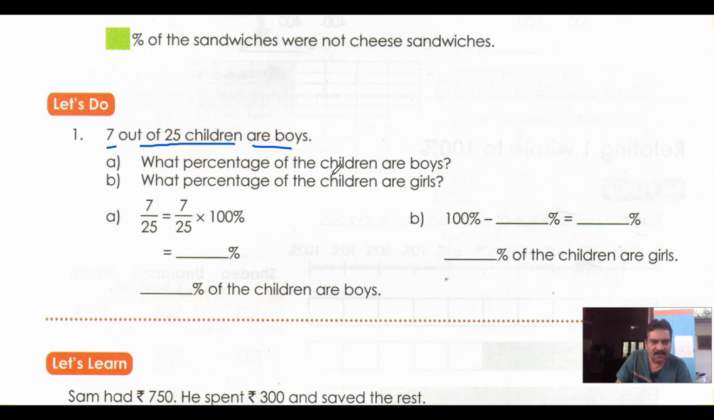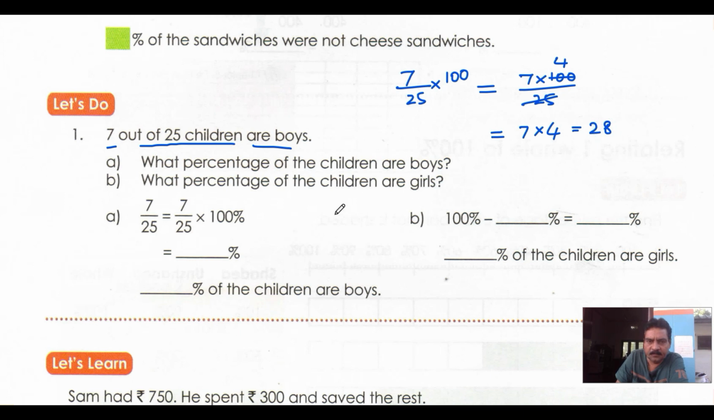What percentage of children are boys? 7 out of 25. Percent is out of 100, but here he has given 25, so you have to multiply it with 100. Then it becomes 7 into 100 by 25. 25 one time, 25 four times. It becomes 7 into 4. 7 fours are 28.